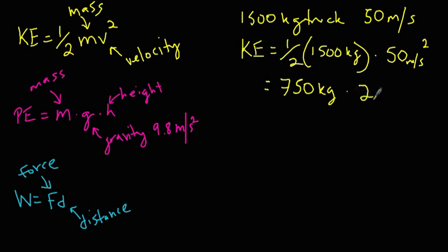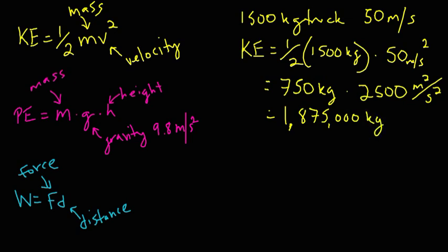All right. And what happens to the units? Well, they both square. So this is going to be meter squared over second squared. Okay. And then we multiply. So 750 times that 2,500 gives us 1,875,000. Okay, so a big number there. And that is kilograms times meters squared per second squared.